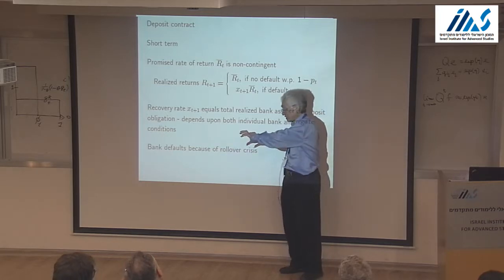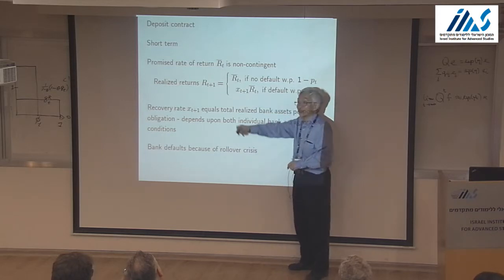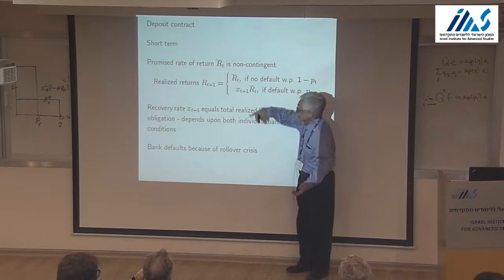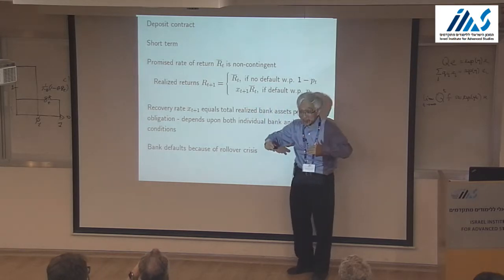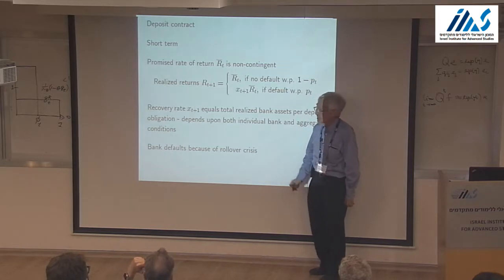Like the Diamond-Dybvig model, where actually the key constraint is first come, first served. If you go late, you don't get anything. Here, everybody gets the same thing. Like a mutual fund. Yeah, mutual funds.